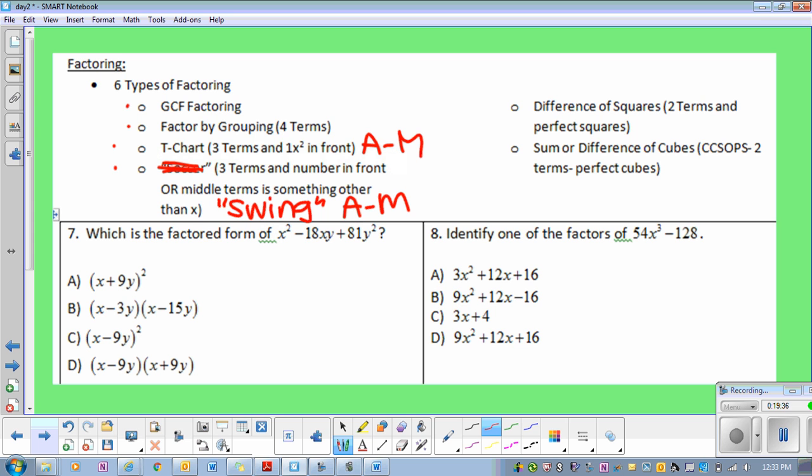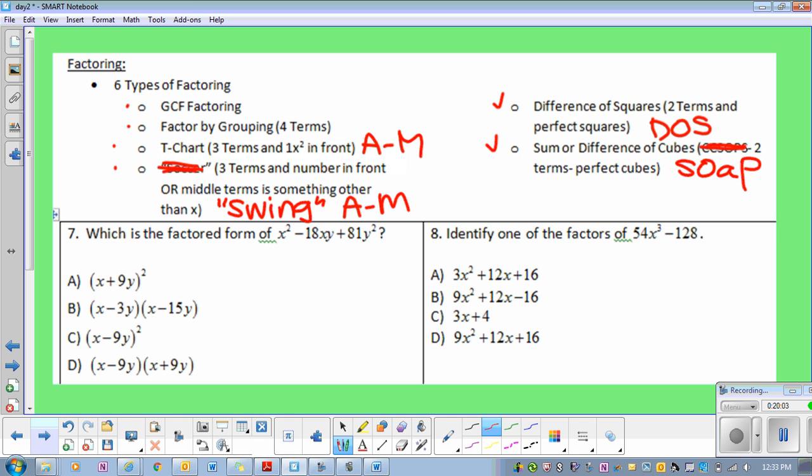The next one is difference of squares, which is a dose. 2 terms and perfect squares. And then the sum or difference of cubes, which you can cross out, this is a SOAP way. Same, opposite, always positive, okay?